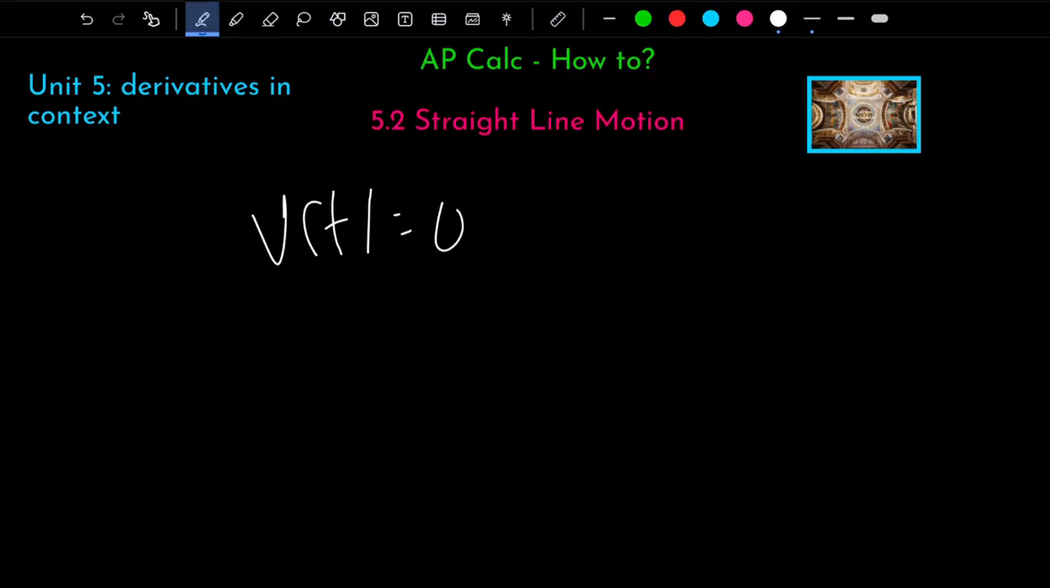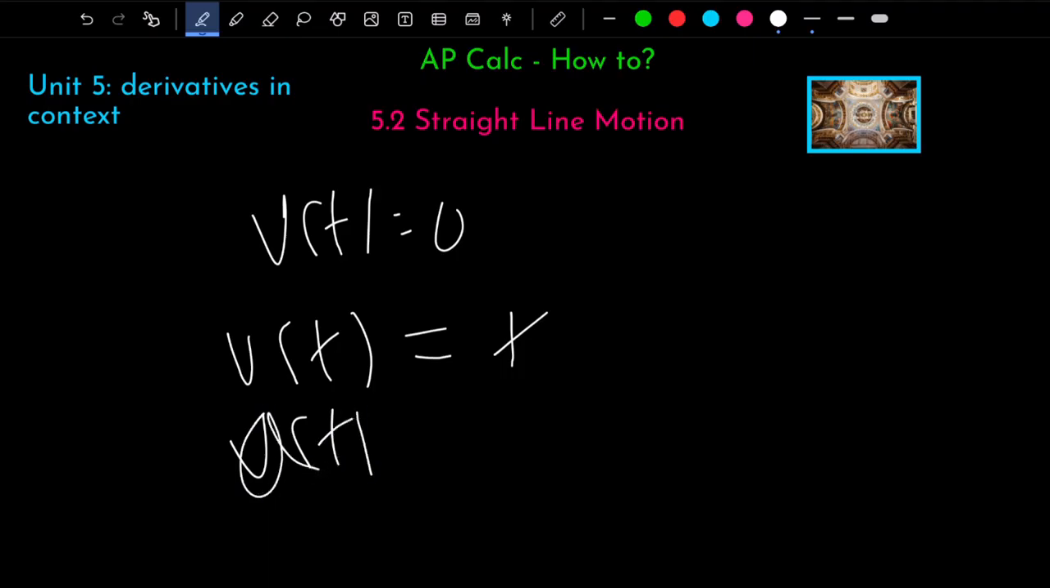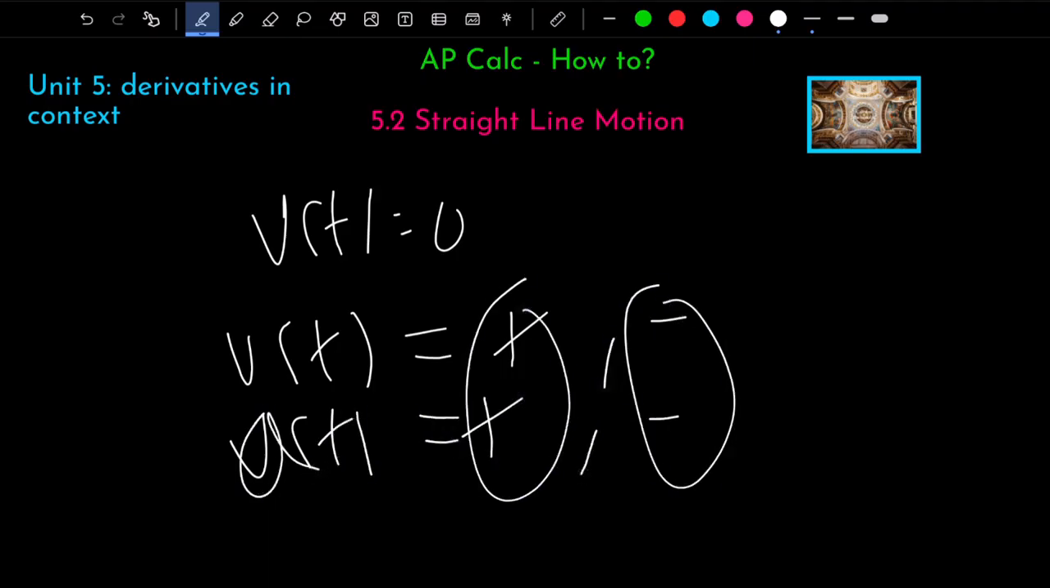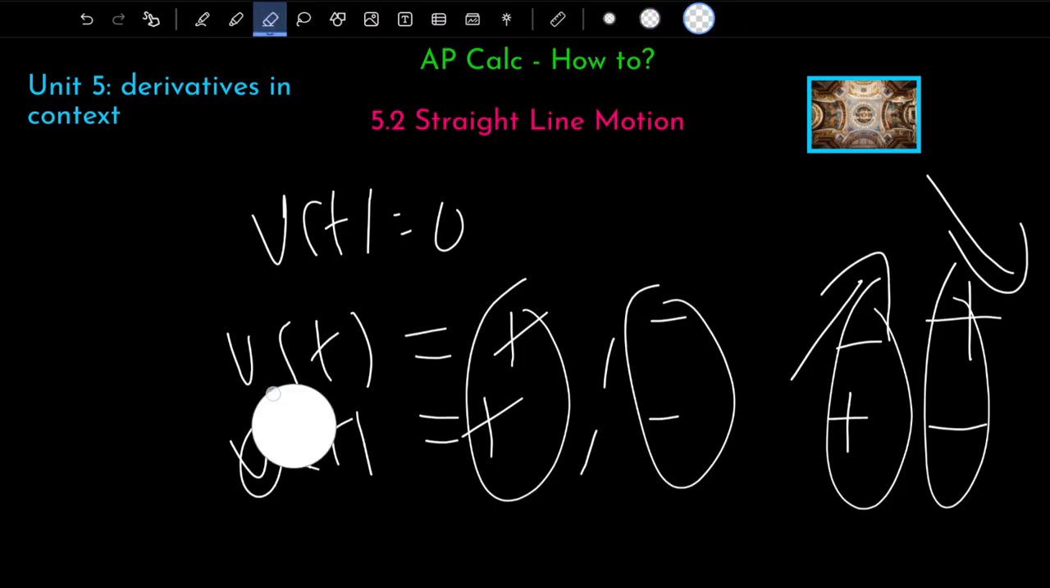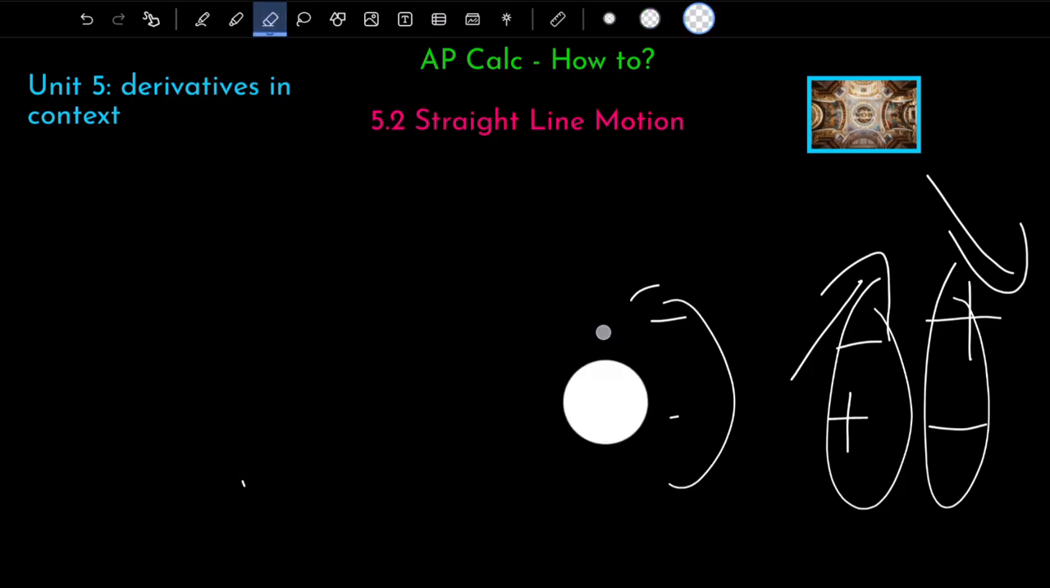When v of t and a of t have the same sign, both positive or both negative, then the object is speeding up. If they mismatch, like positive and negative, or negative and positive, then the object is slowing down. Let's practice with three key examples, and make sure to pause before I go over the answers.